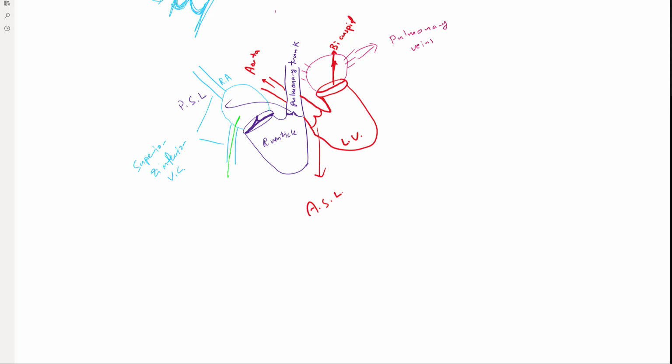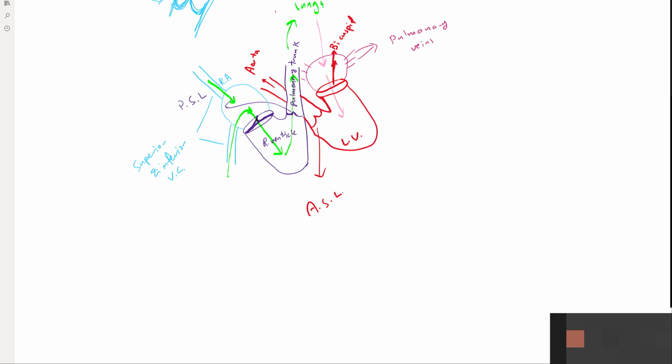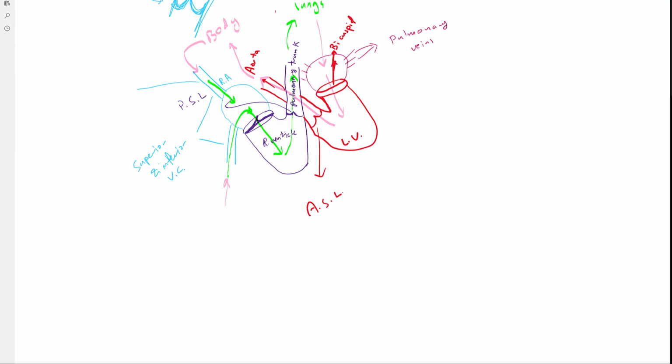The blood flow comes to the right atrium, goes through the right ventricle, to the pulmonary trunk, to the lungs. Then from the lungs, it will come back to the left atrium, to the left ventricle, and then to the aorta, to the body. And from the body again, it will come back through the superior and inferior vena cava. Now, the superior vena cava brings blood from above the diaphragm, and the inferior brings blood from beneath the diaphragm. And of course, the aorta takes blood to the body.